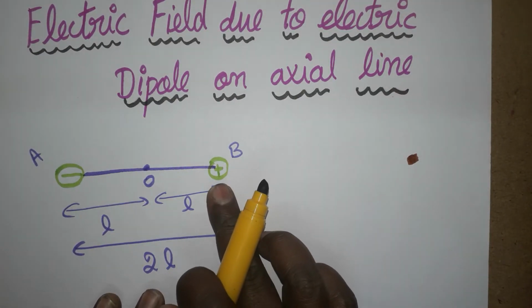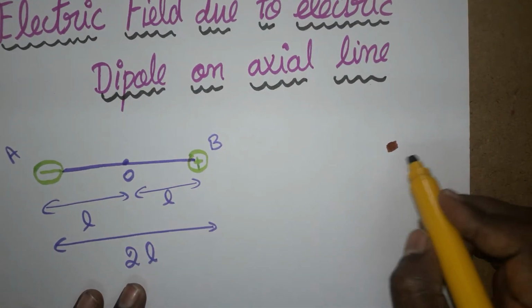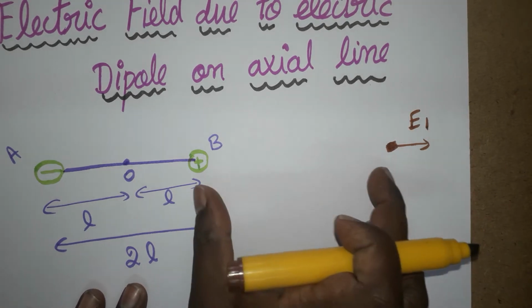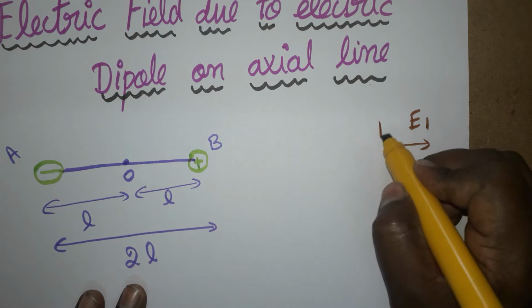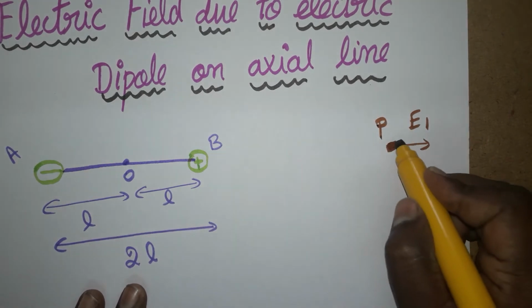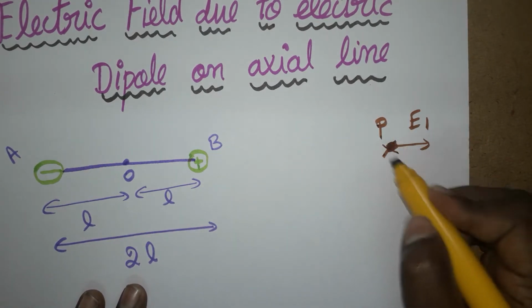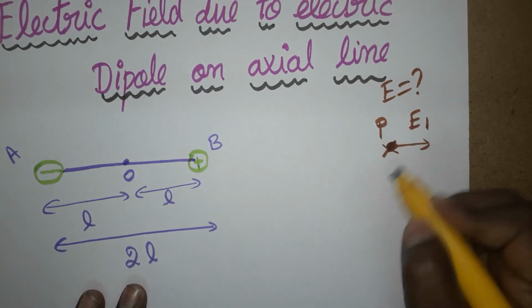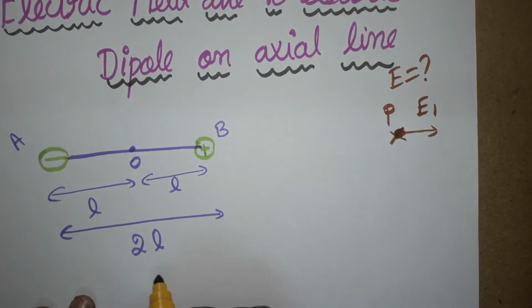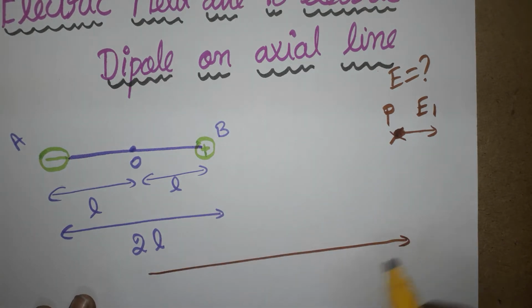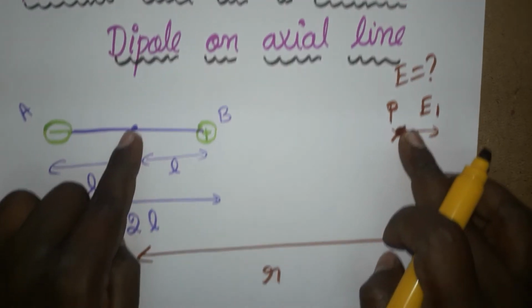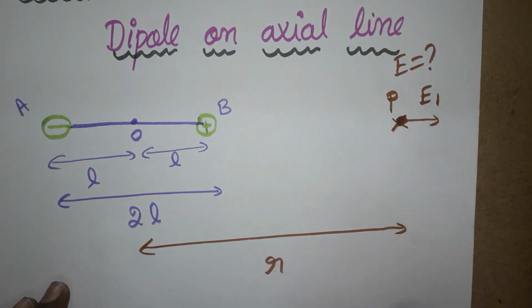Because of the plus charge, the electric field will be outwards. I am calling it E1, and it happens due to the distance BP. I am taking P here as a test point. Here only I want the electric field, so the electric field is the question mark at point P. P is the point at distance R from the center. Always the test charge is taken at distance R from the center.